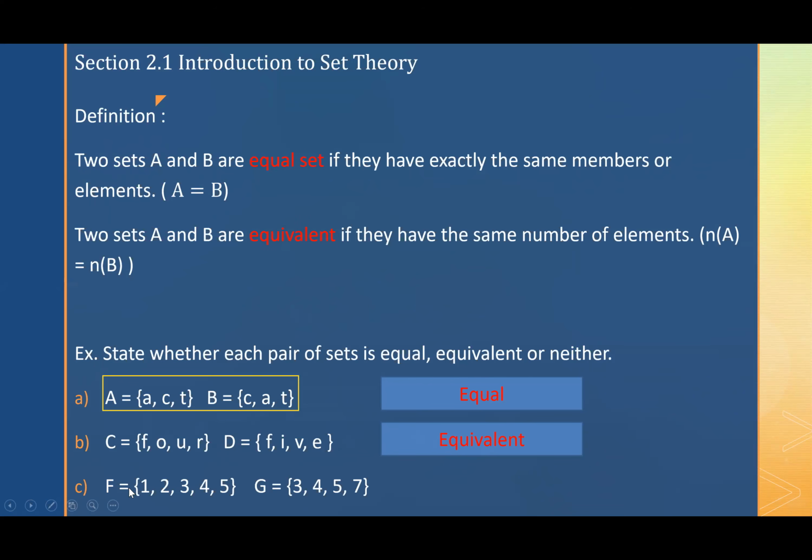So again, F is {1, 2, 5} and {1, 2, 3, 4, 5}, and G is {3, 4, 5, 7}. As you can see, these two sets are neither equivalent nor equal, right? Why are they neither? Because clearly they don't have the same amount. One of them has 5 items, the other has 3 items. And if they are not equal, they don't have the same elements. One of them has 1 and 2, the other has the number 7, so they are not equal. So again, that's the question of equivalent versus equal.